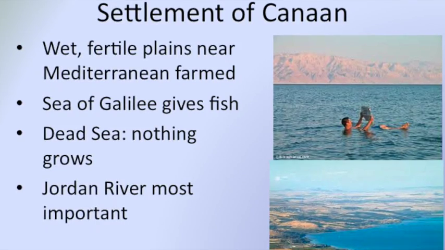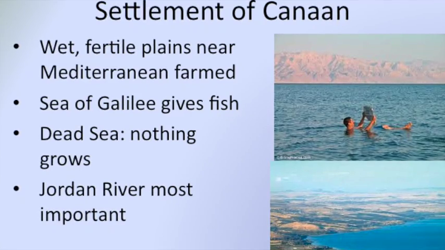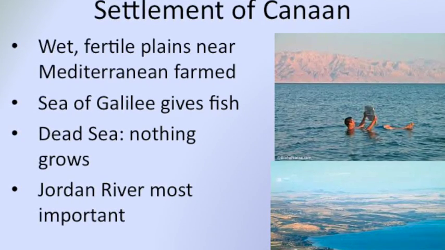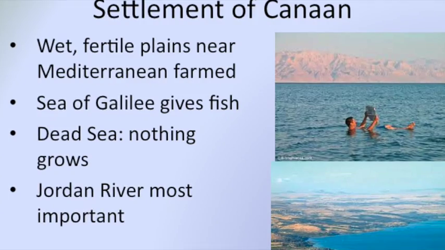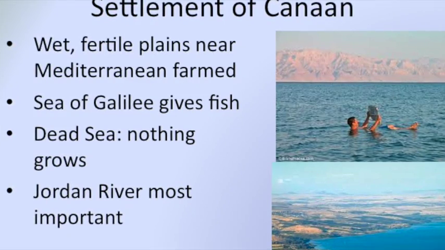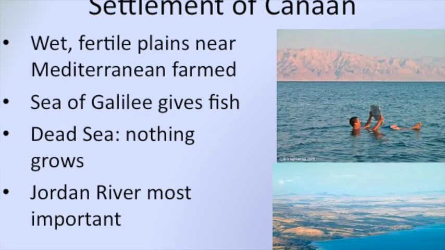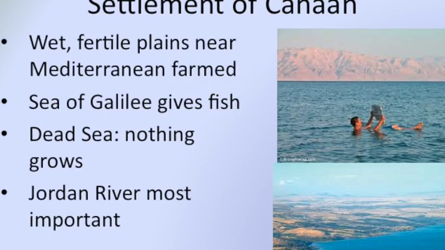Other bodies of water played a role in the settlement of Canaan. The Sea of Galilee was actually a freshwater lake. It had plentiful fish, and fertile land was nearby. Another large lake, the Dead Sea, was so salty that nothing grew in it, not even plants. The area near the Dead Sea was hot, dry, and not very good for farming.